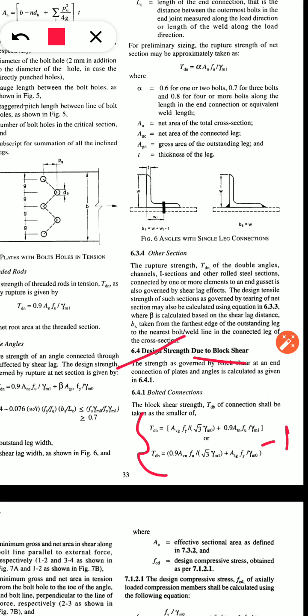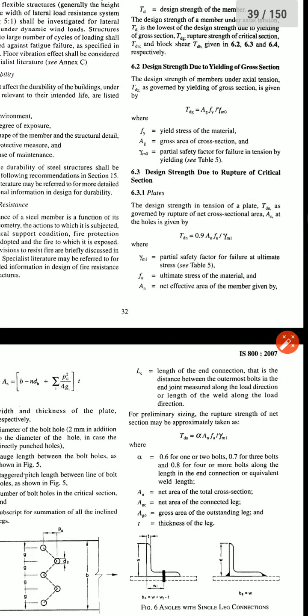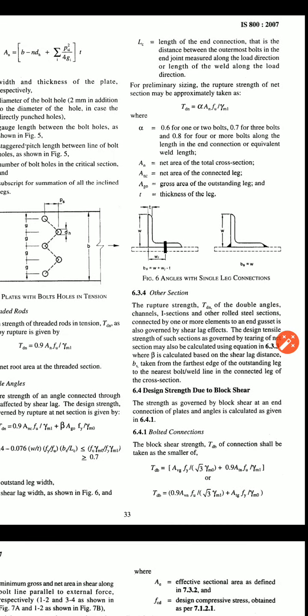Out of these three, the design strength due to yielding of cross section, the design strength due to rupture of critical section, and the design strength due to block shear, the least of these three values will give you the ultimate tensile strength, or tensile carrying capacity, of a plate section or angle section. So these are three important formulas in the design of tension members, in IS 800 2007, pages 32 and 33. Please refer to these formulas. Thank you.